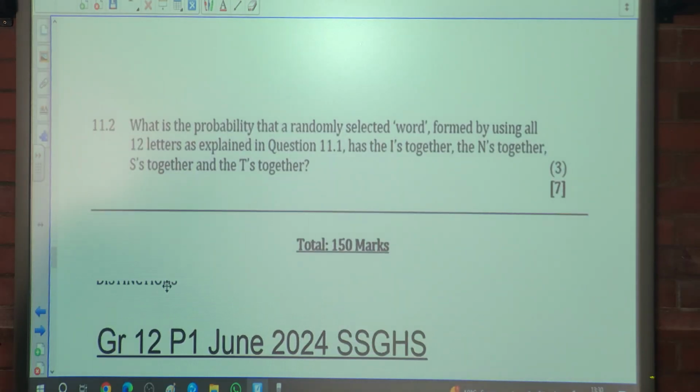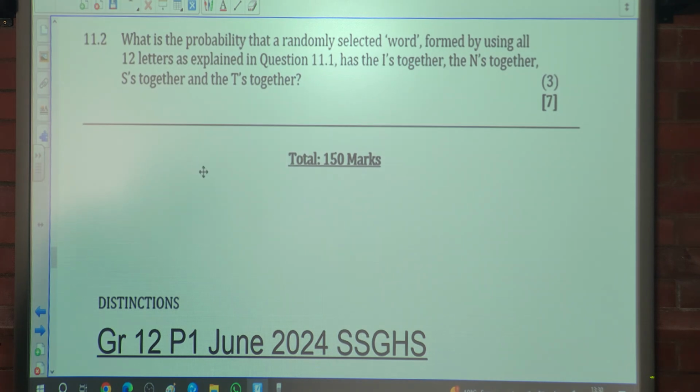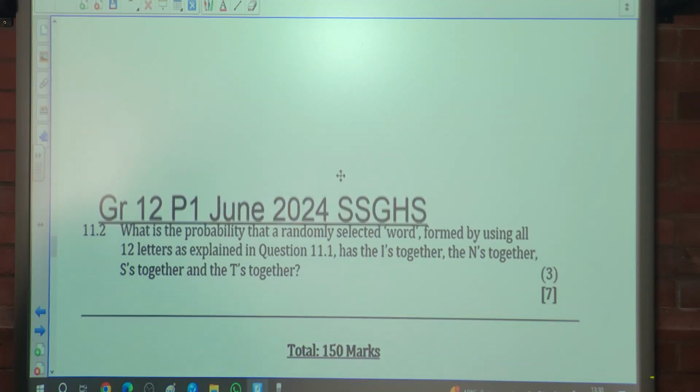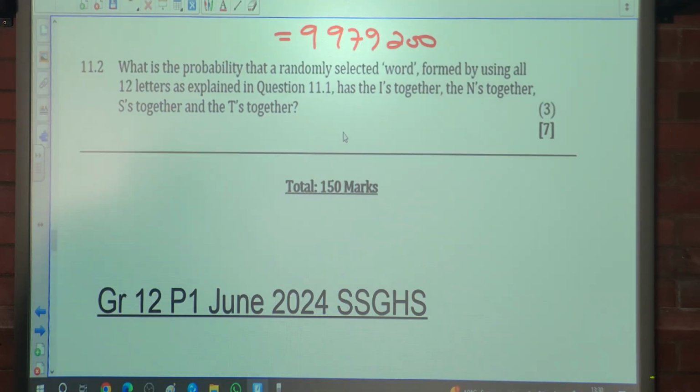Then in 11.2, we are told that what is the probability that a randomly selected word formed by using all 12 letters as explained in question 11.1 has the I's together, the N's together, the S's together, and the T's together. Okay. So again, they want to know the probability. So the probability would be your number of favorable outcomes, which is the condition that needs to be met, over the number of possible outcomes, which is that answer.